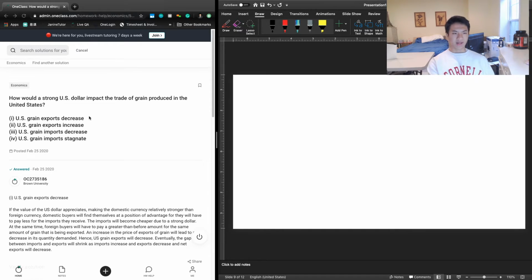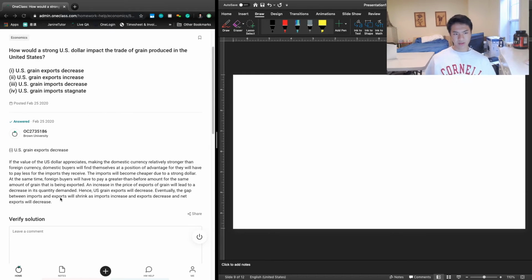So let's take a look at the rationale given by the previous tutor. The previous tutor says if the value of the US dollar appreciates, making the domestic currency relatively stronger than foreign currency, domestic buyers will find themselves at a position of advantage, for they will have to pay less for the imports they receive. The imports will become cheaper due to a strong dollar.